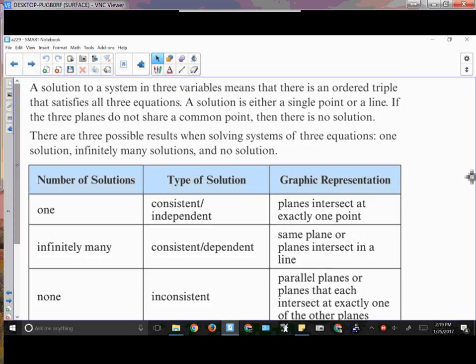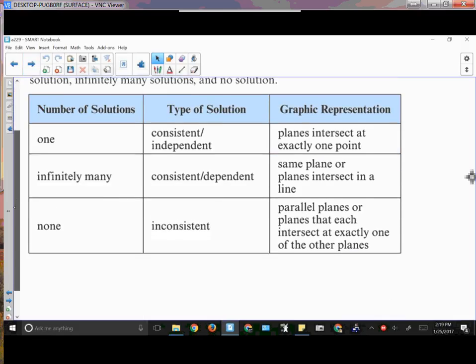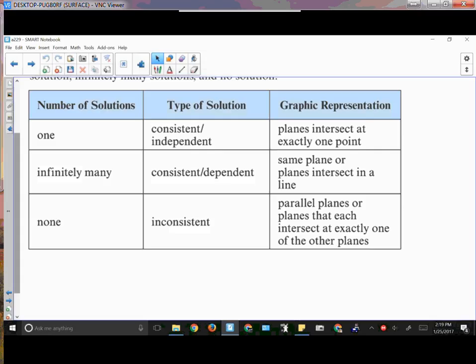Now, there are solutions just like we had before. If they hit once, you got consistent and independent. Infinitely many, consistent and dependent. We've seen these before. This is nothing new. None is inconsistent.